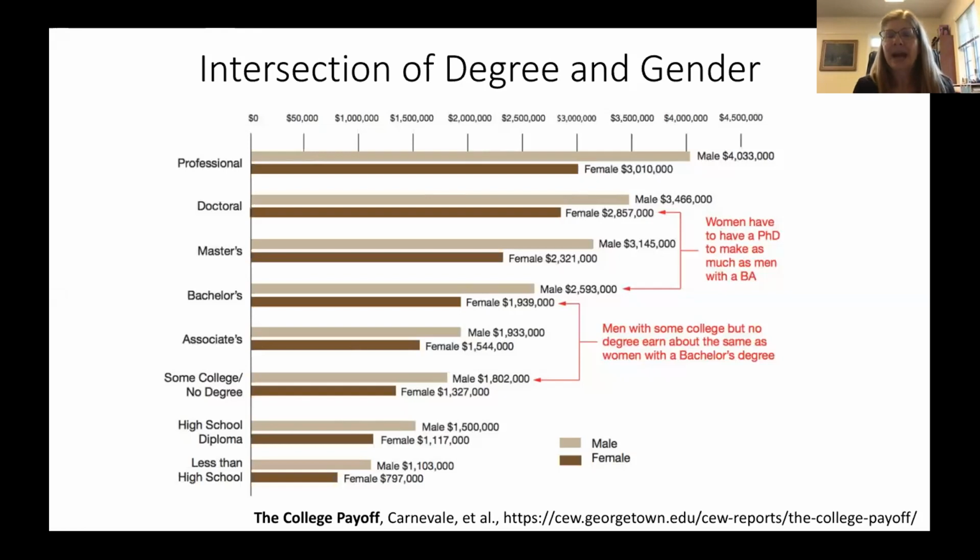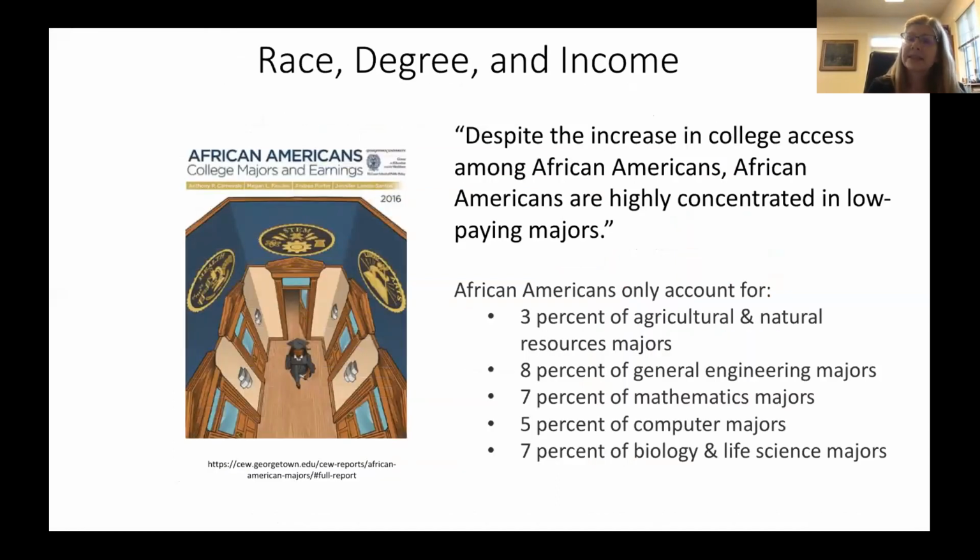When you begin to unpack it, right, it's not that we're just paying women less for equal work. It's that women are getting degrees in different fields. We continue to have fewer women getting degrees in engineering and in computer science, which tend to be higher income generating occupations. And the same plays out with race. So despite the increase in college attendance by African Americans, the income barrier correlates with fields that people are choosing.